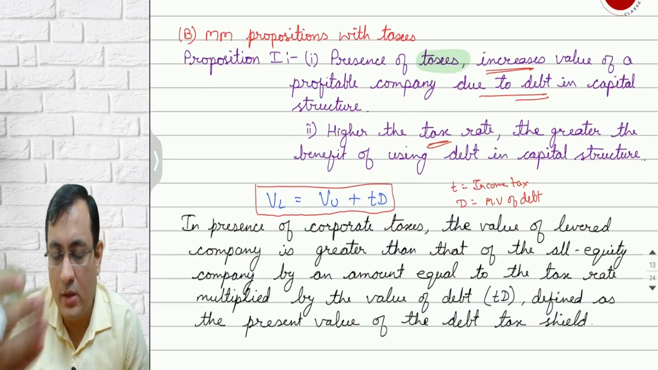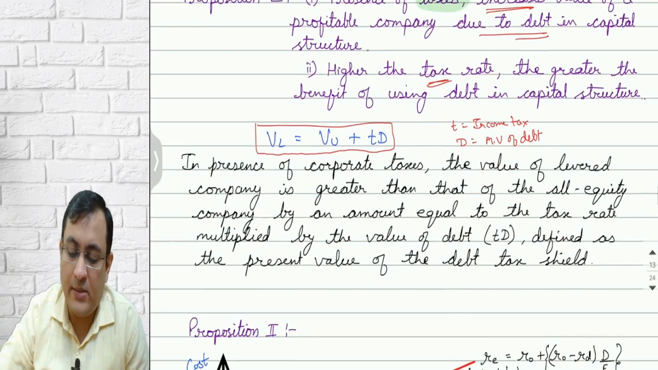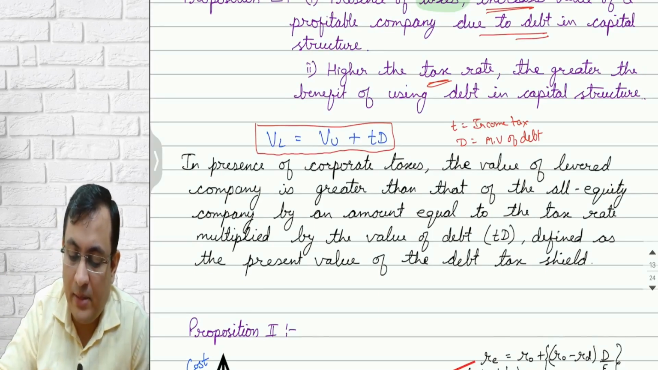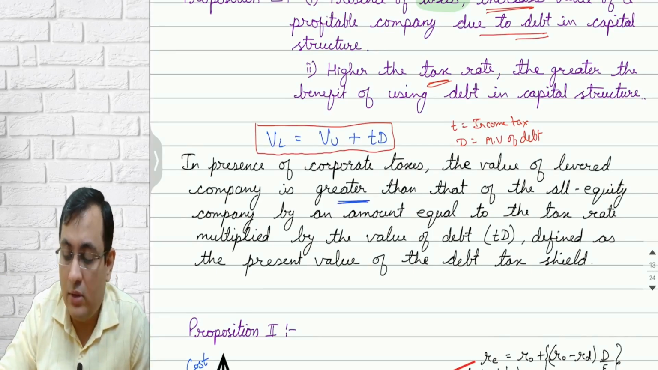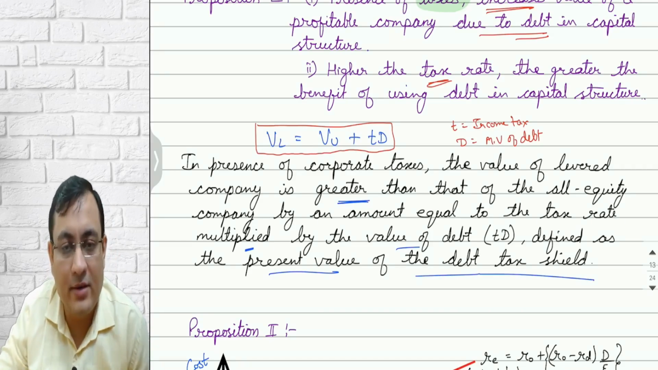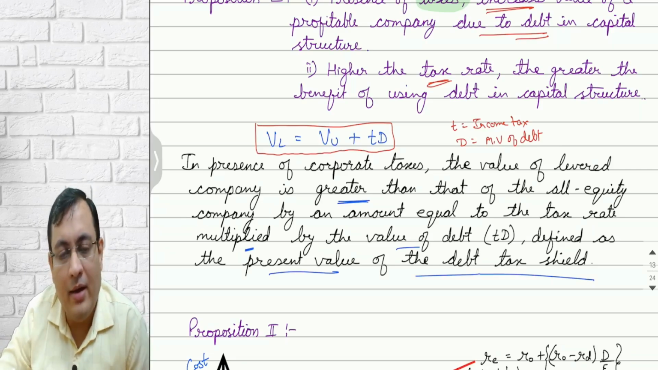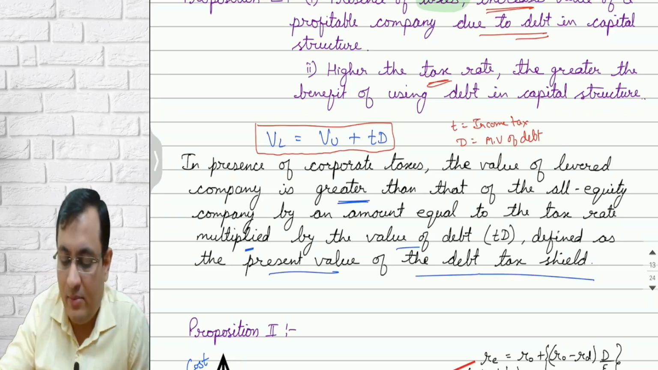I'm repeating this because this may be one of the MCQs. So, in the presence of corporate taxes, the value of a levered company is greater than that of an all-equity company by an amount equal to the tax rate T multiplied by the value of debt, defined as the present value of the debt tax shield. Tax shield is received on interest, not on the debt amount, but the present value of the tax shield on interest on debt, we may say.